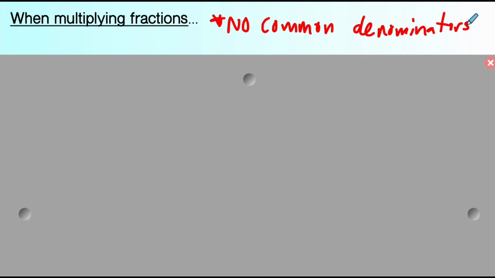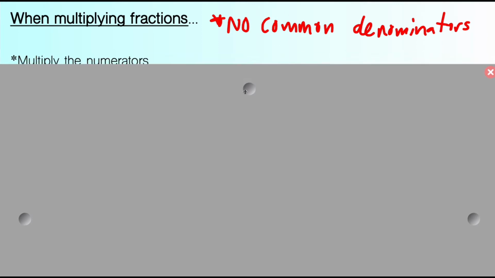If you find common denominators, you'll ultimately still get to the correct final answer. However, you're going to be adding a lot of extra work and potentially making the problem way more difficult than it needs to be. So the first thing to remember is when multiplying fractions, do not find common denominators because you don't need them and you're making the problem unnecessarily more challenging. With that being said, when you multiply fractions, the steps are very easy.